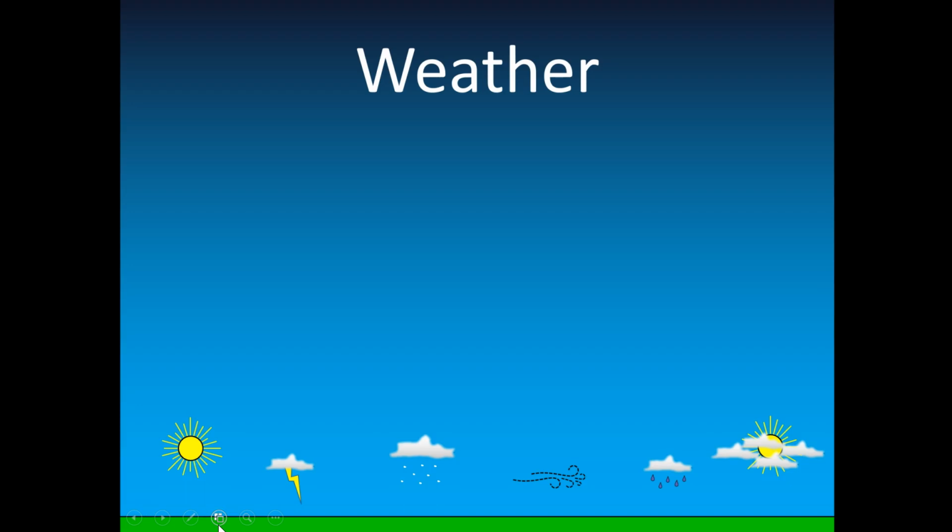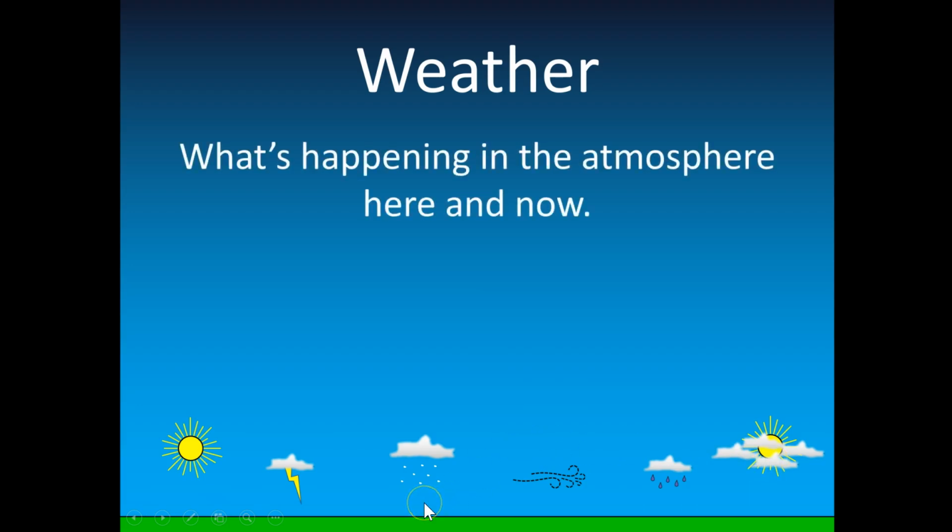So let's get started. To start us off, let's talk about what's the difference between weather and climate. What is weather? These pictures on the bottom might give you some ideas. Weather includes what's happening in the atmosphere here and now, so in a specific location at a specific time. Is it sunny? Is it raining? Is it windy? Is it foggy? These things all include weather.